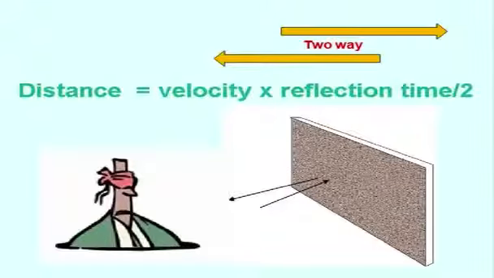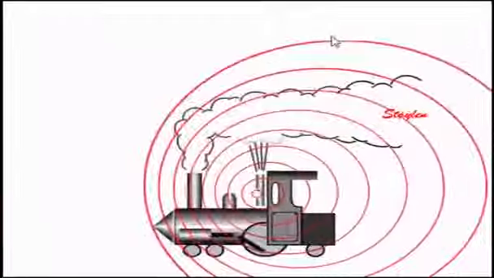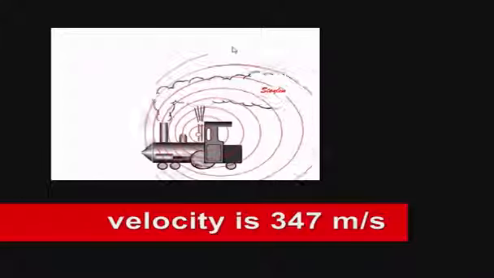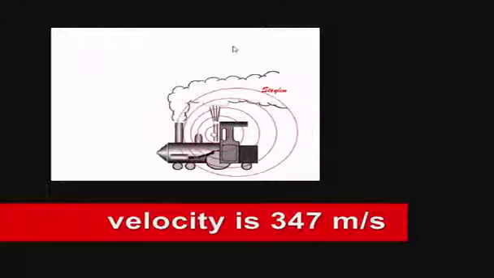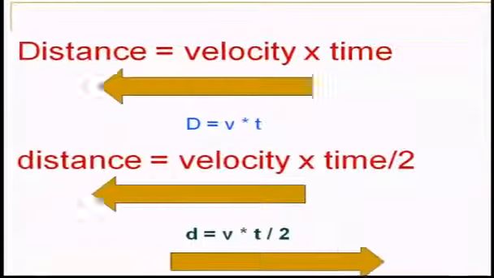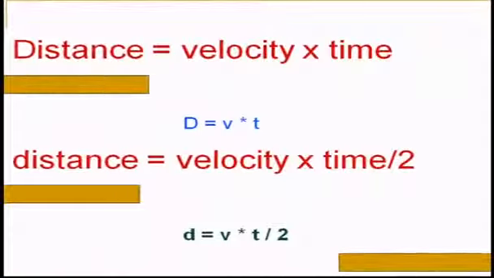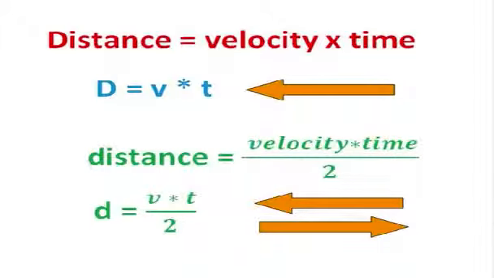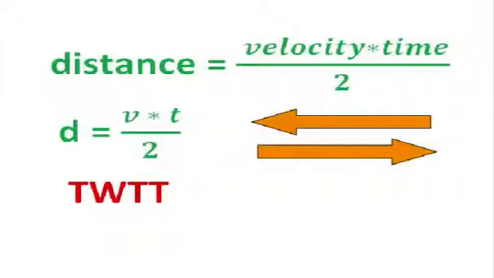Now, knowing the exact travel time, he can calculate the distance. From physics, he knows that the sound travels through an environment of standard temperature and pressure at a velocity of 347 meters per second. By using this formula, we can write distance is equal to velocity multiplied by the time, or d equals v times t. To calculate from TWTT, we write little d equals v times t divided by 2.